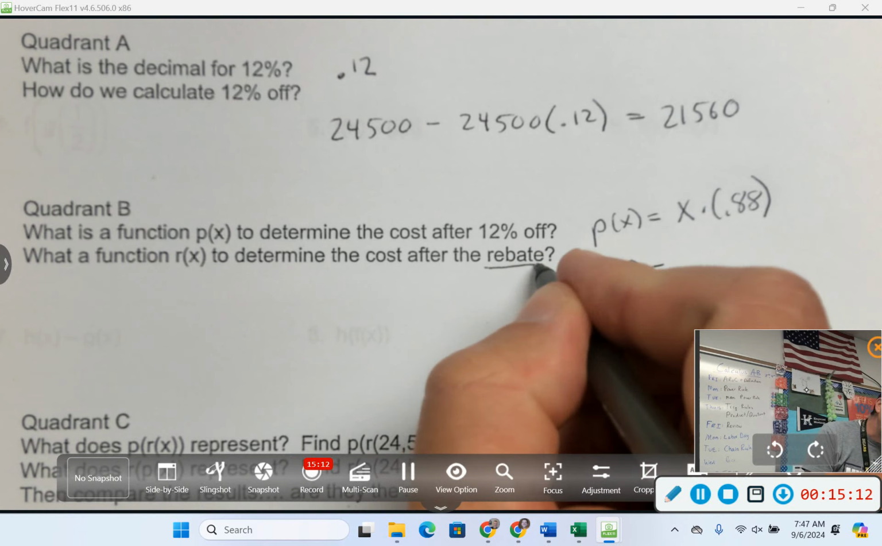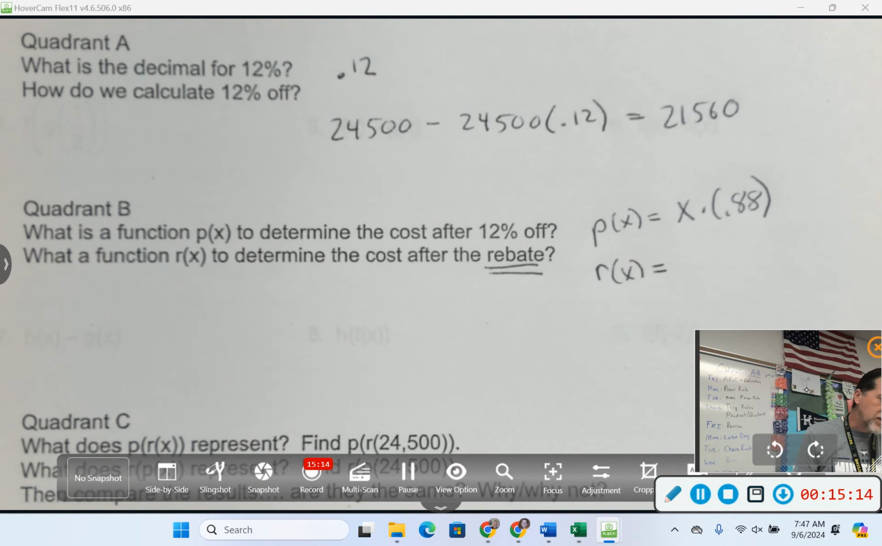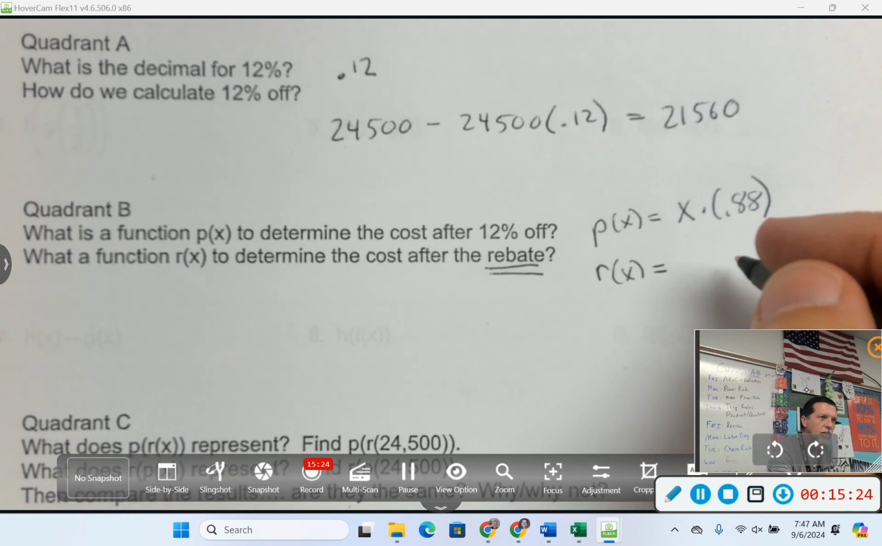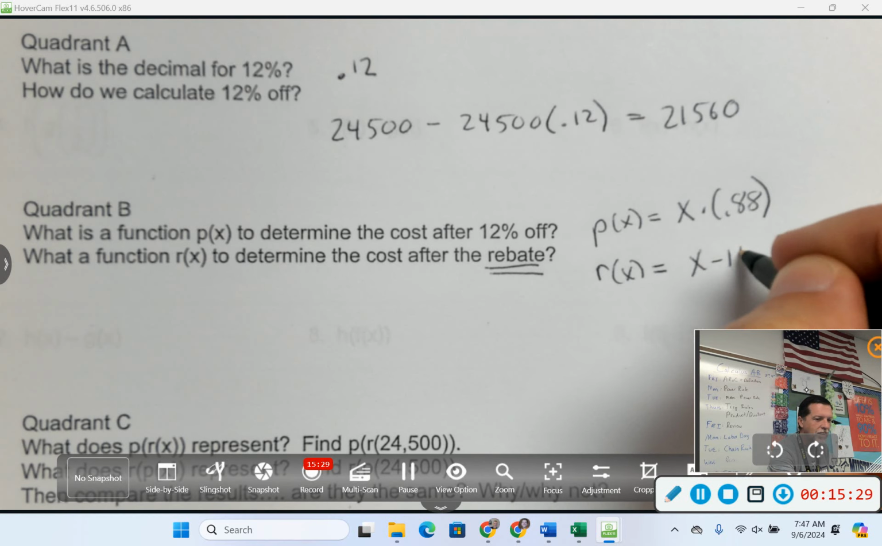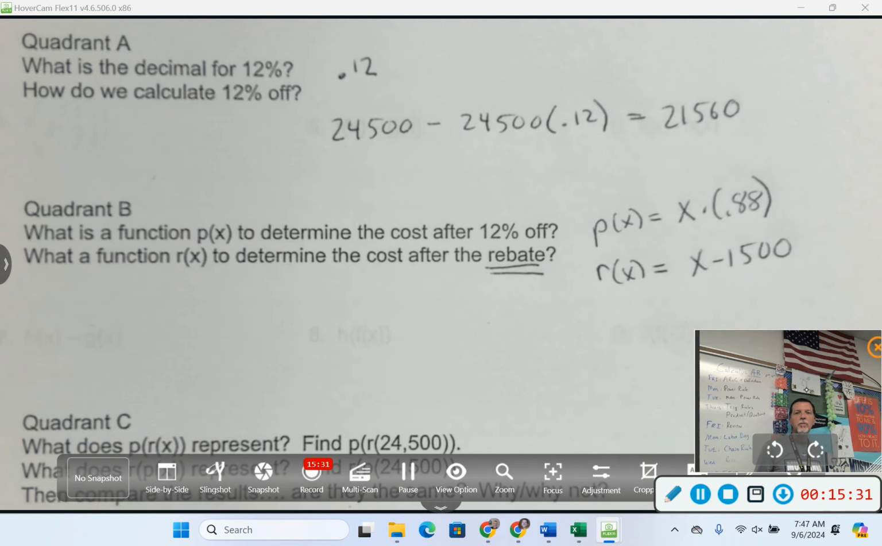But the rebate, remember, the rebate was $1,500. So we have to find out what percent 1,500 is of that? No, because the rebate is not a percent thing. The rebate is just a straight $1,500 off the cost. Subtract $1,500 from what? From X, that's the price. So X minus 1,500 would be the rebate function. I don't like that.